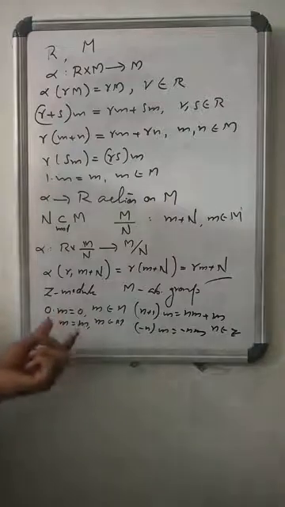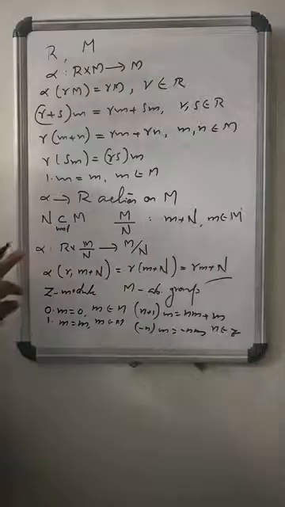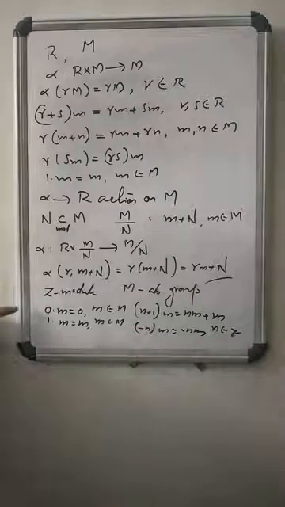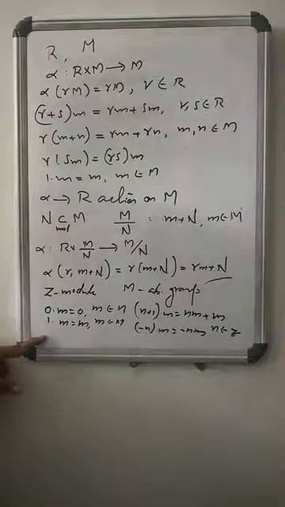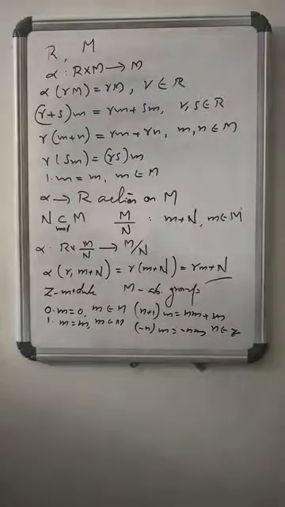Agreed. So a Z-module is nothing but an abelian group written additively. If M is an abelian group, then we can make it a Z-module by defining 0 times m equals 0, 1 times m equals m, and (n+1) times m equals nm plus m, as well as (-n) times m equals -nm.